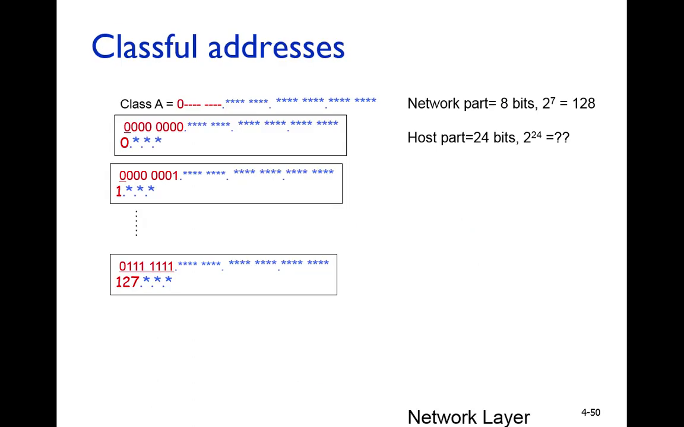Now we are going to discuss another important concept, and this is called classful addresses, and how they originated. Now in the class A addresses, this is the first byte, this is the second byte, this is the third byte, this is the fourth byte. The first byte is the network part, and the first bit is always zero. So it is fixed, and the remaining 7 bits of the first byte can change.